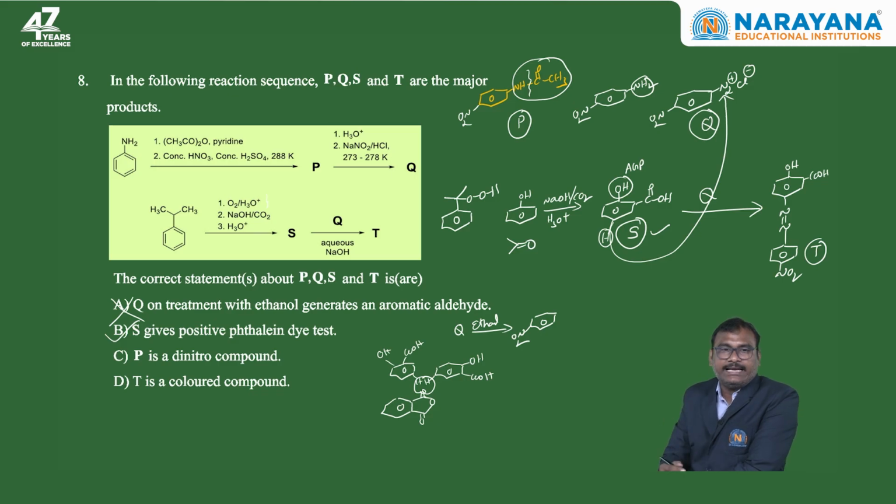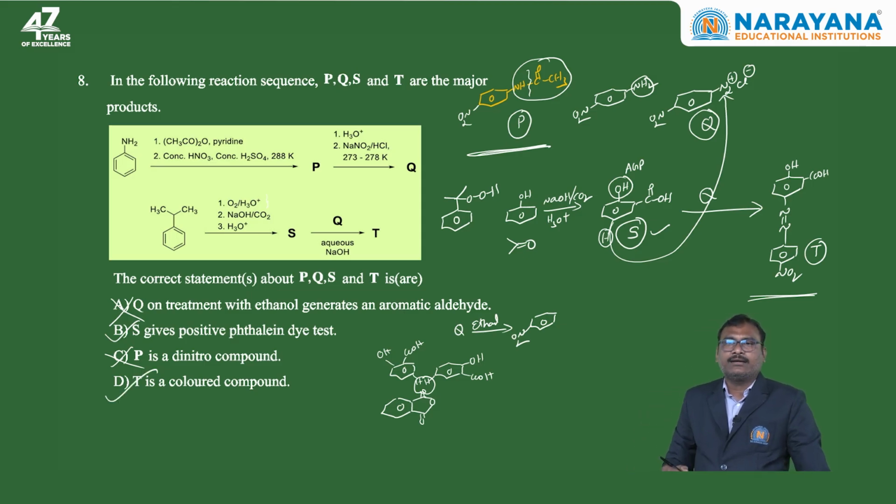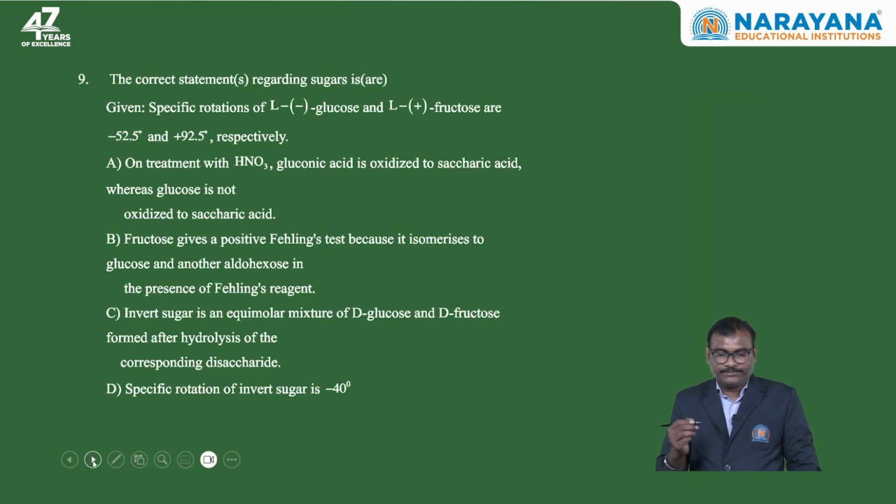Now, P is a dinitro compound. Actually P is not a dinitro compound, it is a mononitro compound. Therefore C is again wrong. And T is a colored compound. Yes, these azo compounds are colored substances. Therefore for the given question, options B and D are the correct ones. Now let us go for the next question, students.